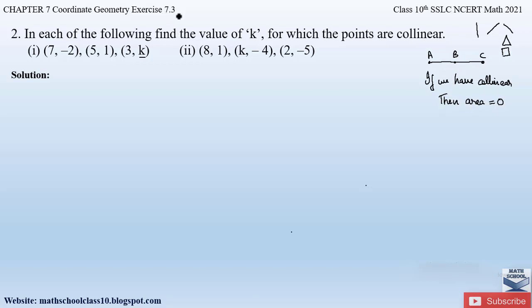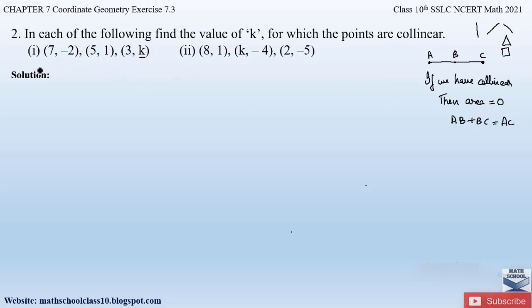A similar kind of problem we have solved in exercise 7.1, that is question number 3, using the distance formula. Here the distance AB plus BC will be equal to the distance AC. So this was the condition used and we found out the k value using the distance formula, right? So here we will use the area of the triangle formula and we will substitute the area equal to 0 to find out the value of k.